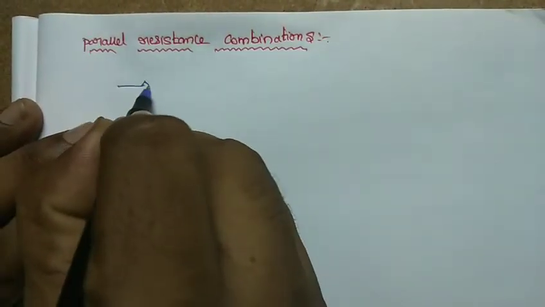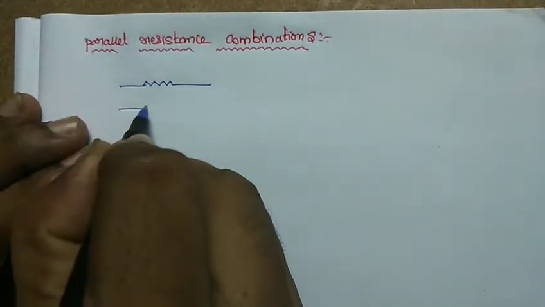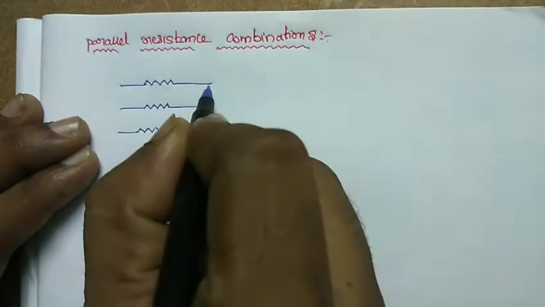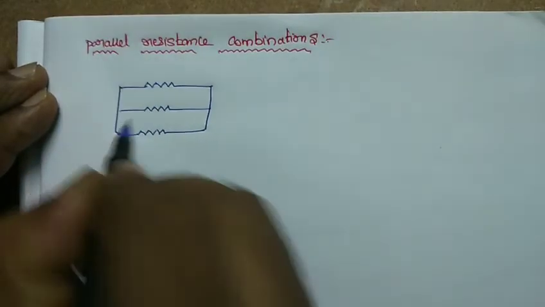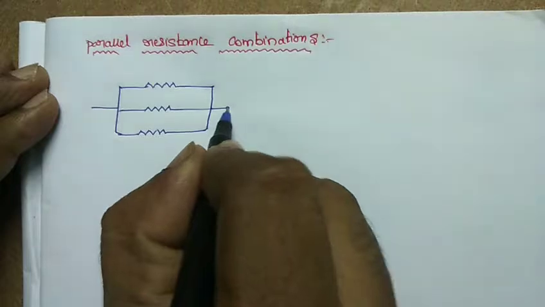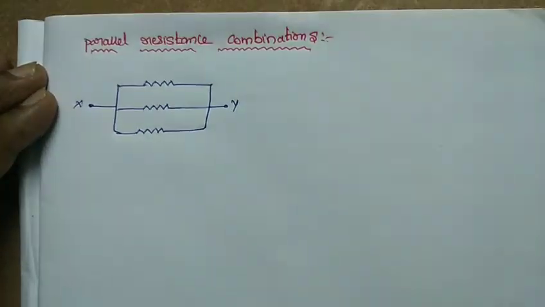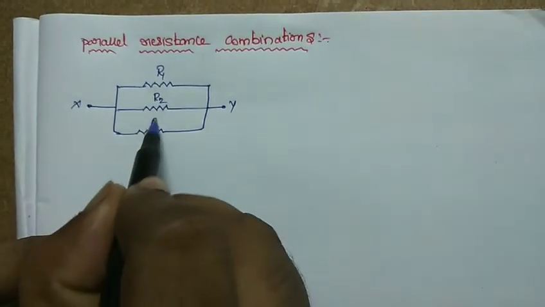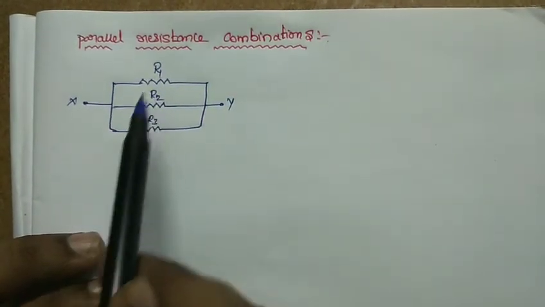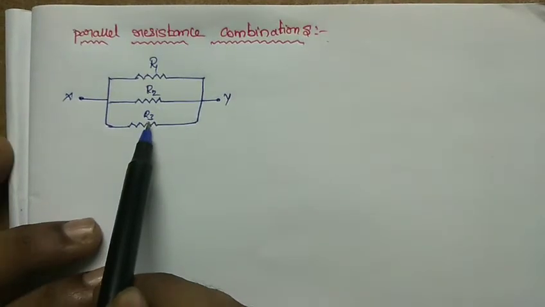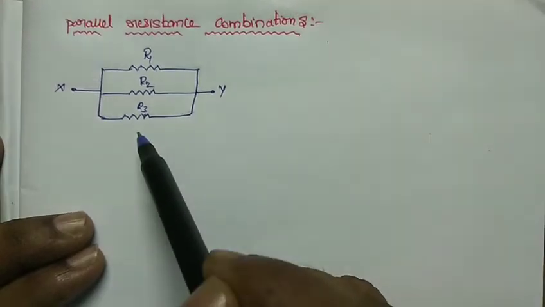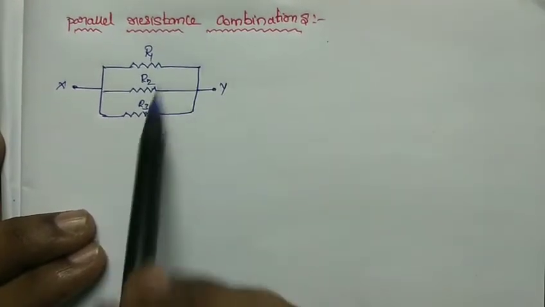So the resistances should be connected like this. This is the parallel connection of resistances across X, Y. This is R1, R2 and R3. That means R1 is the first resistance, R2 the second resistance, R3 the third resistance. So R1, R2, R3 are in parallel lines. That's why we call it a parallel resistance combination.